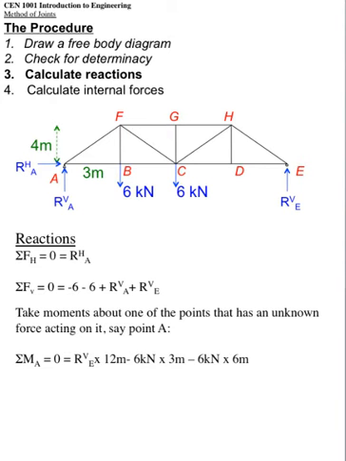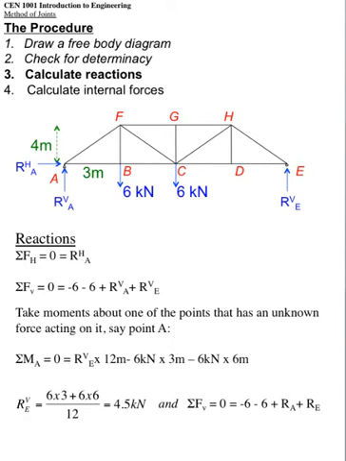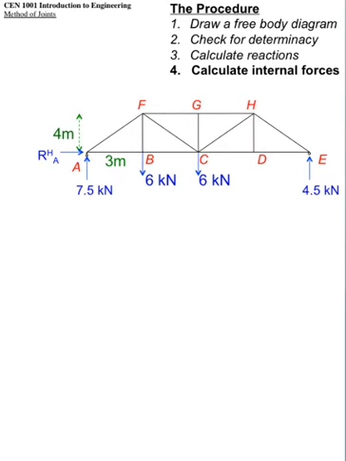So if we solve for the reaction force at E, it comes out to 4.5 kilonewtons. Now we can go back and plug that value into this equation, bring it down here, and we've now got only one unknown, the reaction at A, and that's equal to 7.5 kilonewtons. So here we are. Now we can start isolating joints and calculating forces.